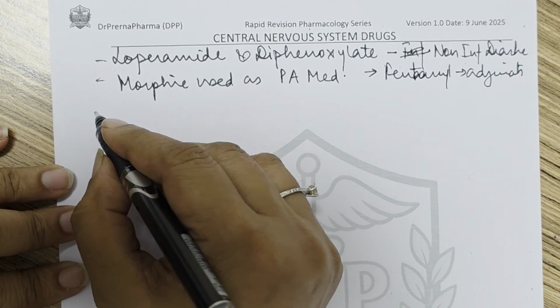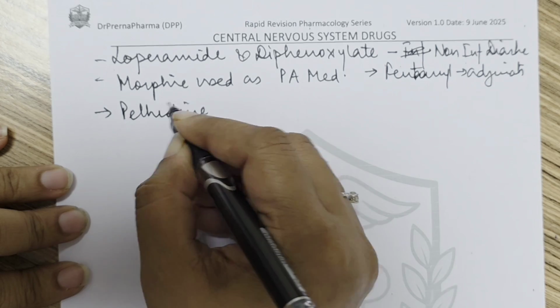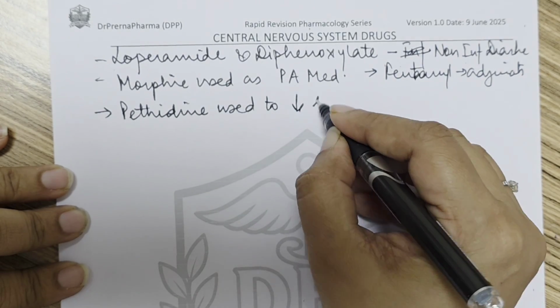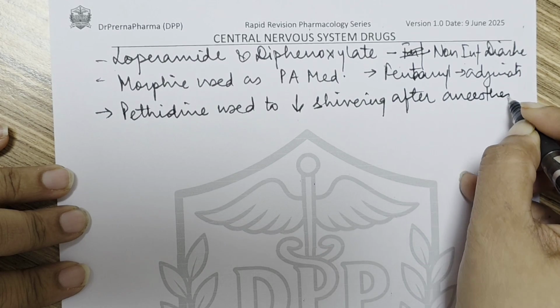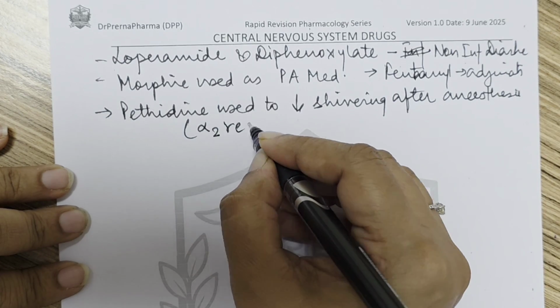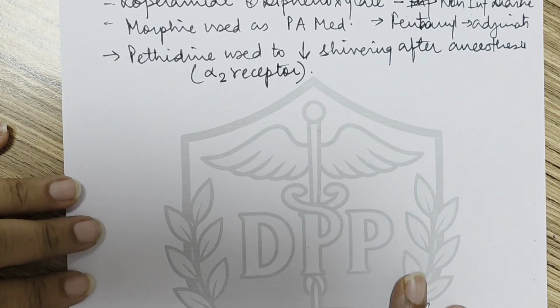Fentanyl, alfentanil. Pethidine is used to reduce shivering after anesthesia. And why is it used in shivering? Because of its action on alpha-2 receptors. Okay. So these were some uses.